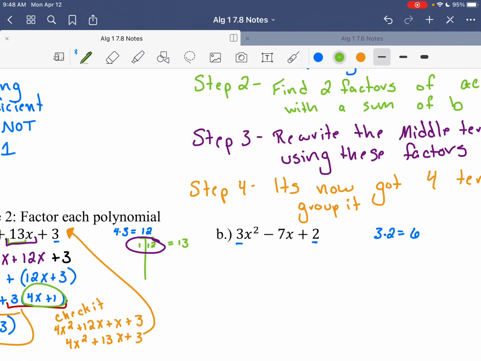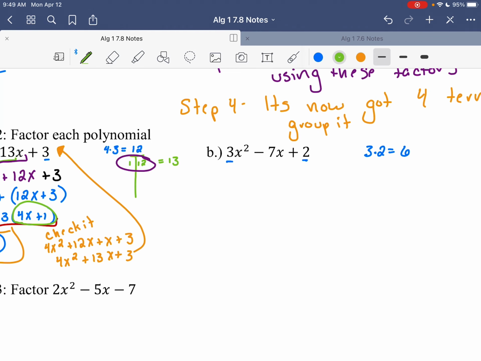Next, I want to find two factors of this 6 that add to get me negative 7. I want to get a negative 7 when I add them. Well, negative 1 and negative 6 should do it. When I multiply negative 1 and negative 6, I get positive 6. When I add them, I get negative 7.